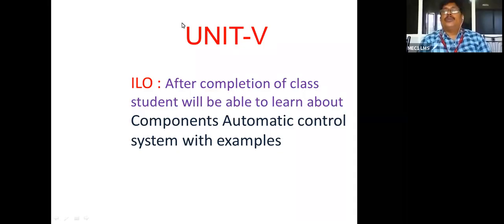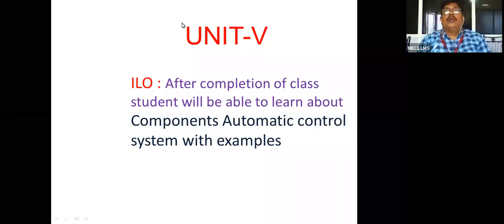Here the output is independent of the input. That means the output is not dependent on the input. So to get the desired value or the accurate value of that particular system, we have to modify the open loop system into the closed loop control system. In that, a feedback element is there, an error detector is there, and a controller is there. Three elements are there.